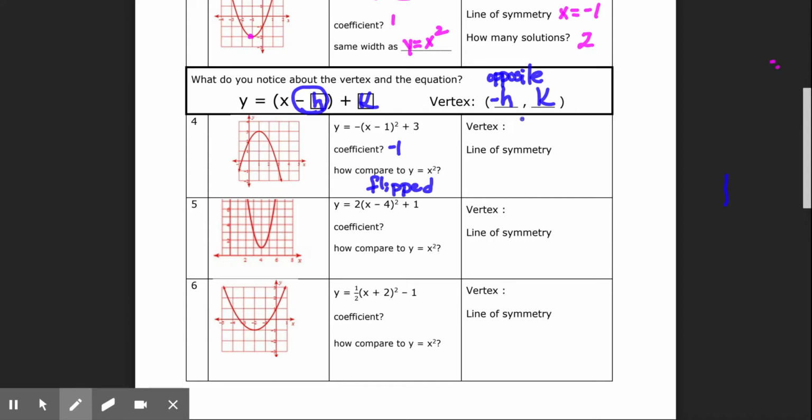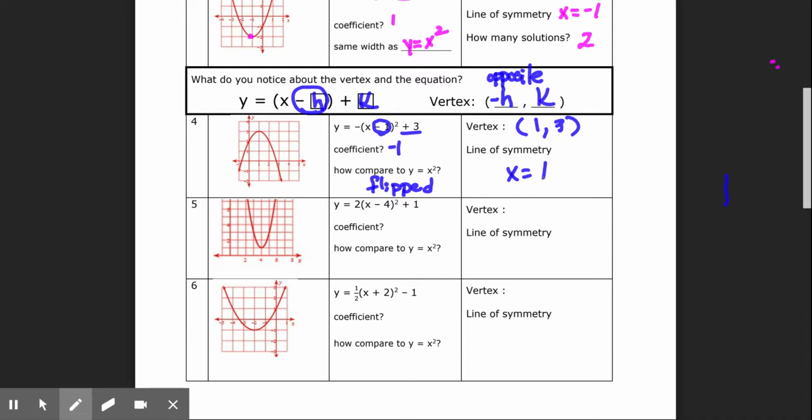And the vertex, okay, so just by looking at it, we know it's (1, 3). But remember what we said, opposite of h. So that's your 1. And then whatever this is, that stays. So it'll be (1, 3). Your line of symmetry is just going to be what your x value is of your vertex. So this is x equals 1.